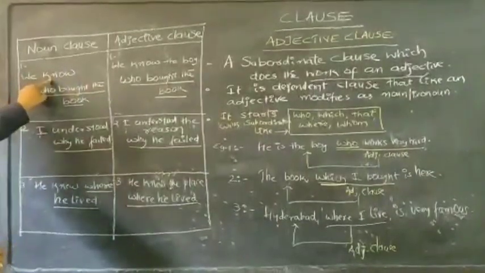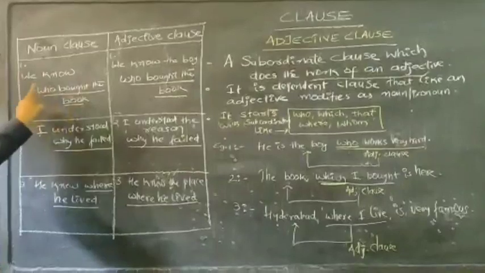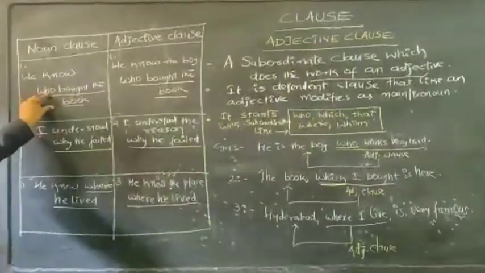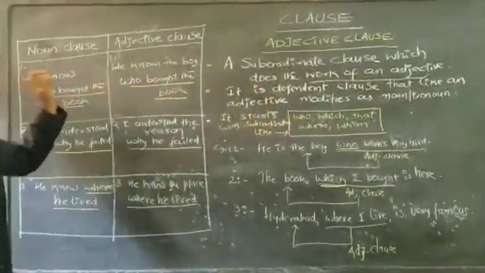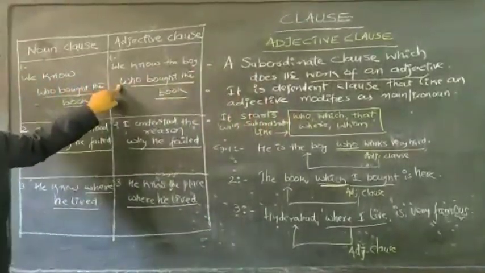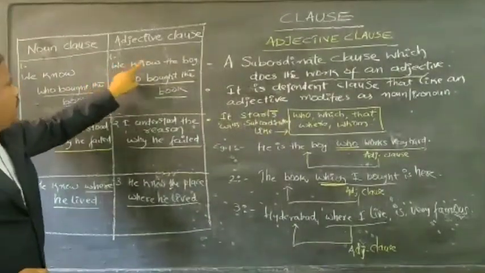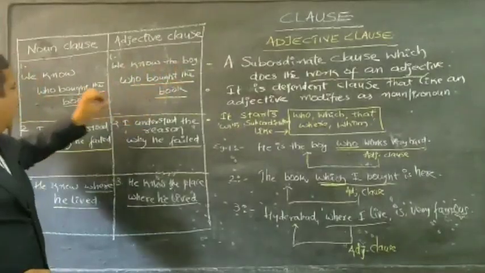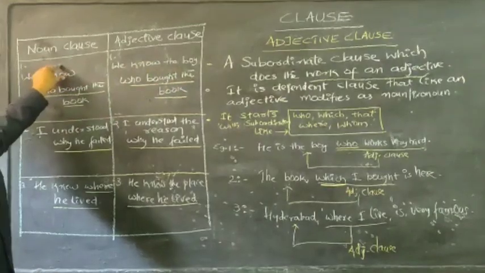The first example is, we know who bought the book. This is a noun class starting with the subordinator who. Then the same example I am giving in the adjective class. What difference will you find? See here, students, we know the boy who bought the book. Here something is missing in the noun class. What is missing in the noun class?